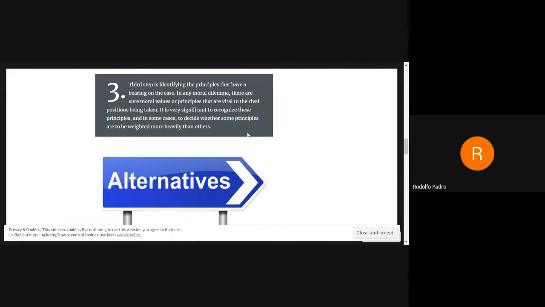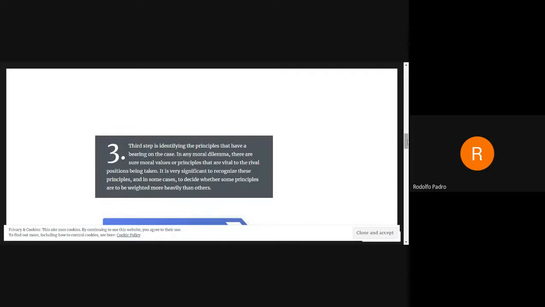The third step is identifying the principles that have a bearing on the case. In any moral dilemma, there are certain moral values or principles that are vital to the rival positions being taken. It is very significant to recognize these principles and in some cases to decide whether some principles are to be weighted more heavily than others. So the third step is identifying the principles that have a bearing on the case.